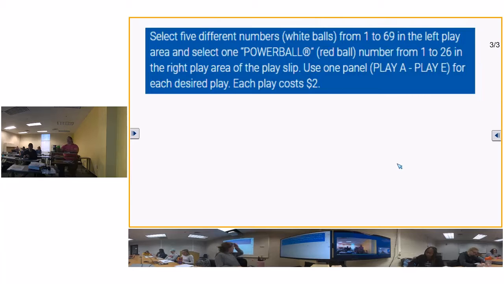Now, it may not be exactly. It may not say Powerball. It may not have a little copyright R in it. It may not have each play costs $2. It may not have all that in it. But the gist of it is you got so many different colored ping pong balls, and then you've got one ping pong ball. That's what the question will say.